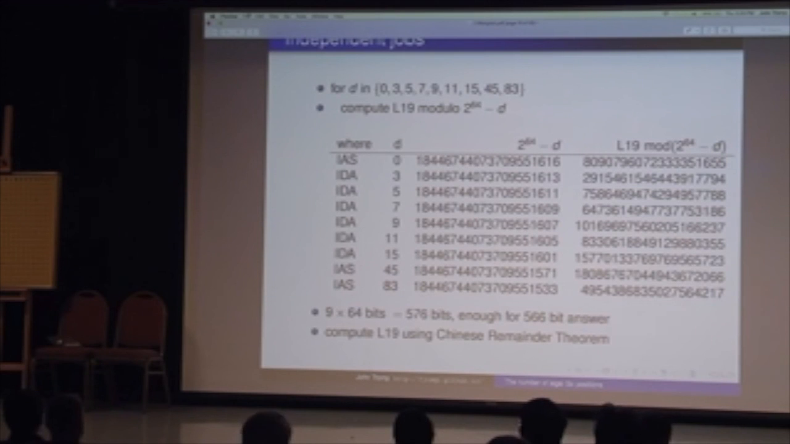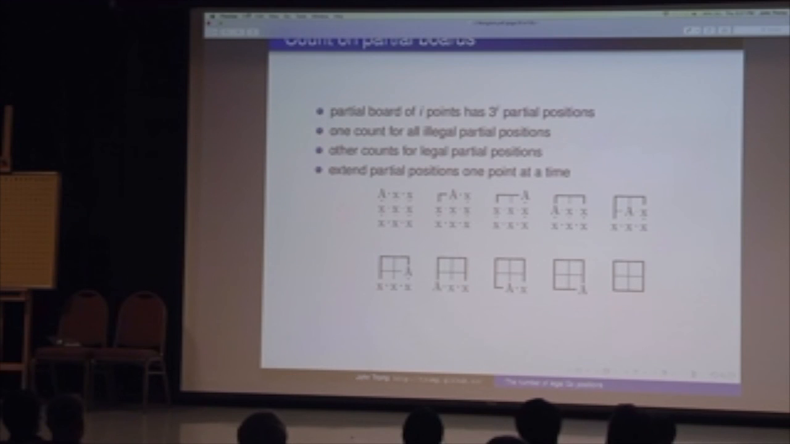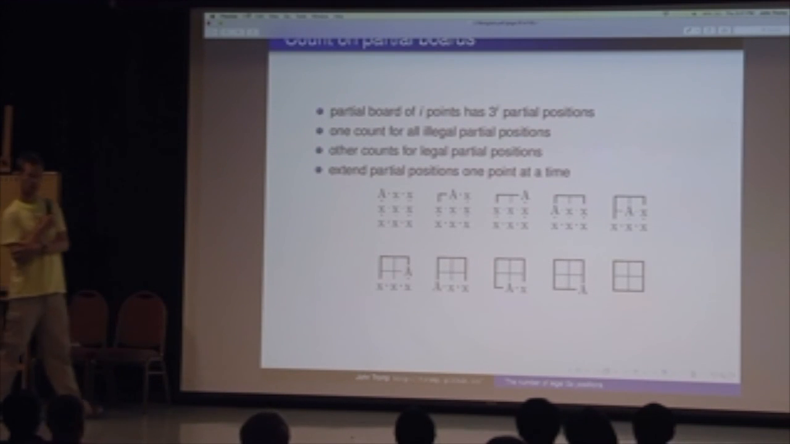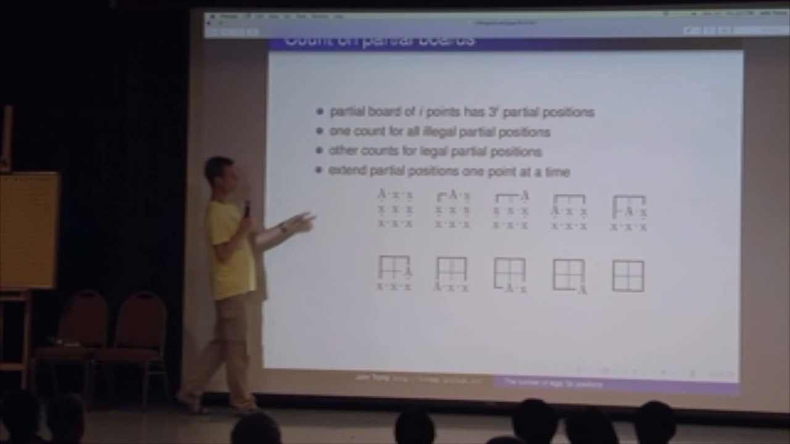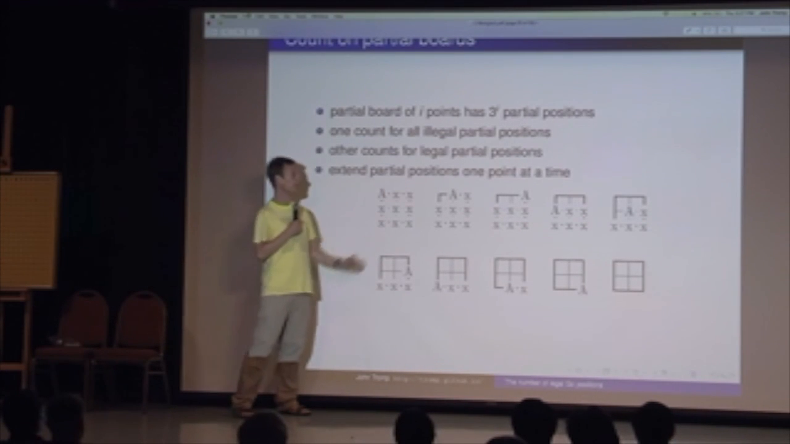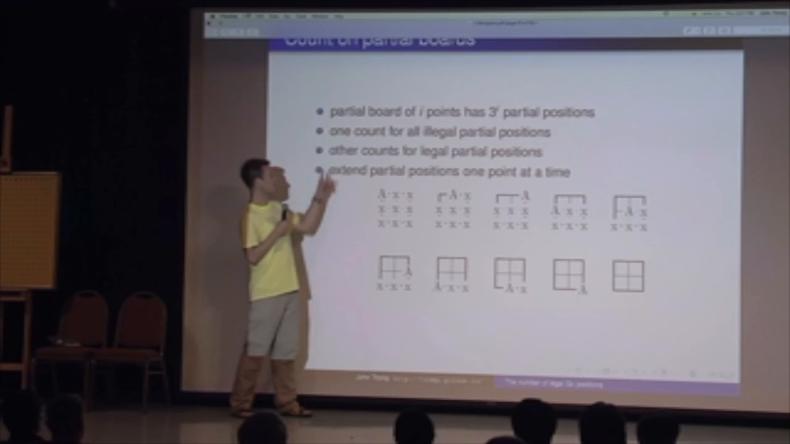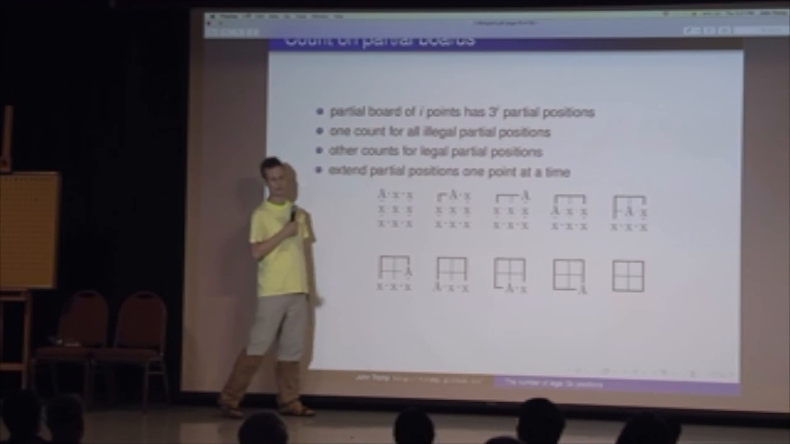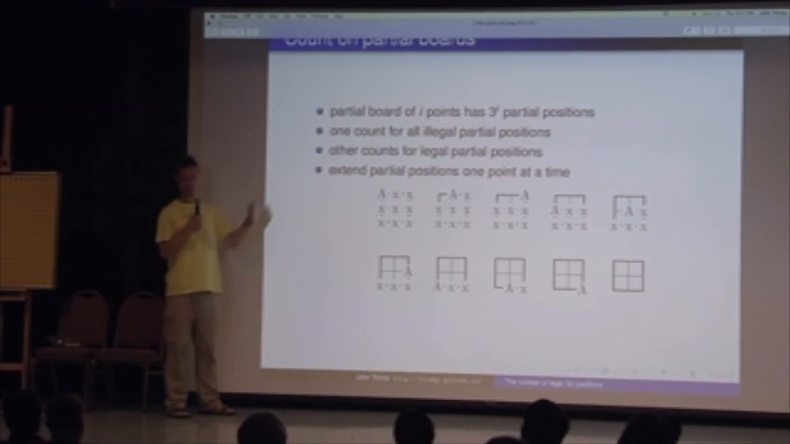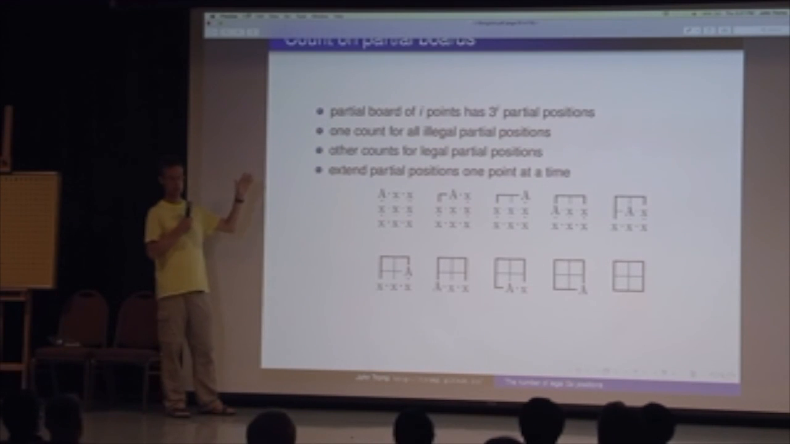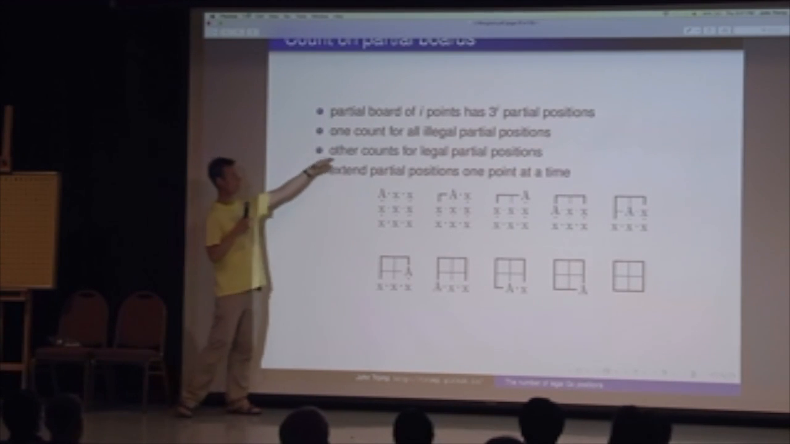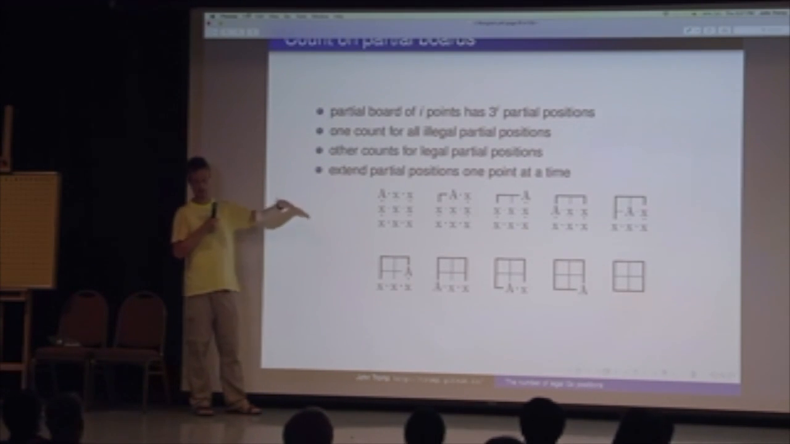So that leaves the question, of course, how do we compute the number of positions modulo a 64-bit number? Well, instead of counting position by position, we basically count point by point. We count on partial boards that we extend 1 point at a time. So when I take a partial board of just the first i points, it will have 3 to the i partial positions. And I'm going to count those. There will be one count for the partial positions that have no legal completion, so that are definitely illegal. And then there will be other counts for things that can be extended into legal positions.